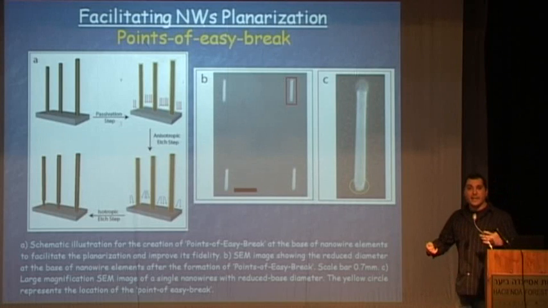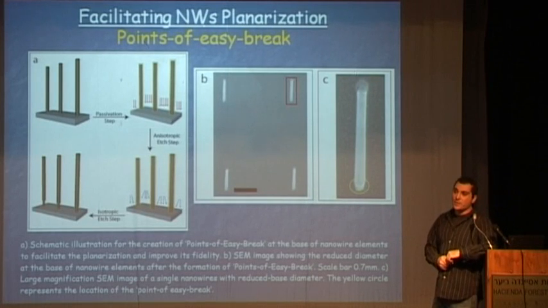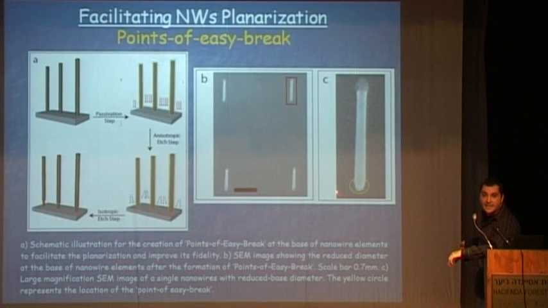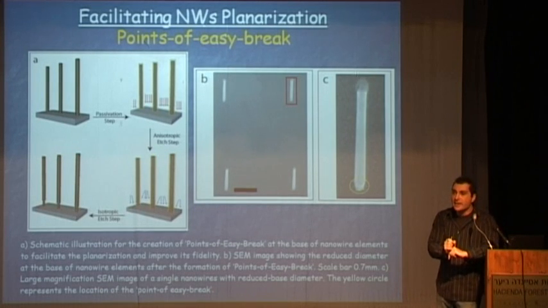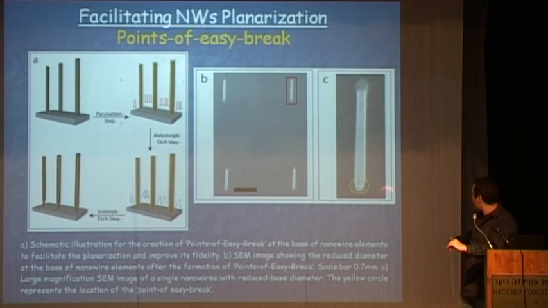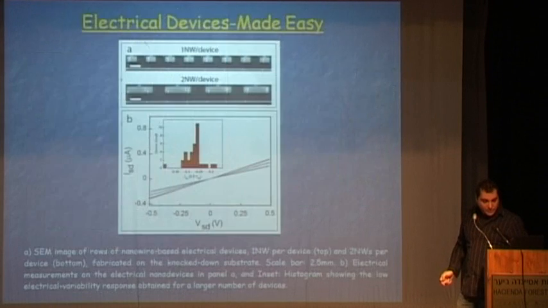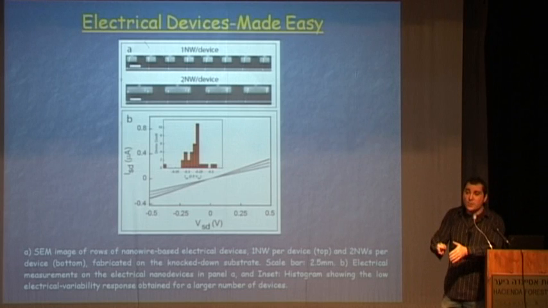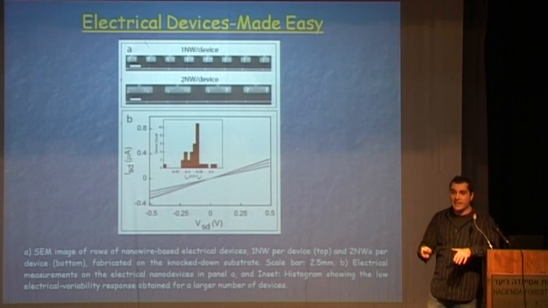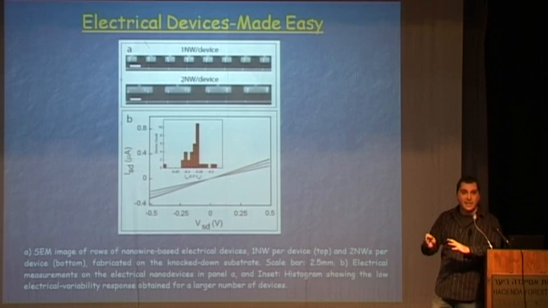We also invented a different way to facilitate the breaking down of nanowires. We found a way to chemically etch only the base of each nanowire. This technique we call a point of easy break. We knew that if we only etch and make the diameter smaller at the base, then when we planarize them, they will break only at their base. This is a weak point. So we can build devices with 1 nanowire per electrical device. We can control the number of nanowires per electrical device, for example 2 nanowires per device. And those electrical devices are very similar because they were done on the same wafer. They have almost exactly the same dimensions, almost exactly the same chemical composition.